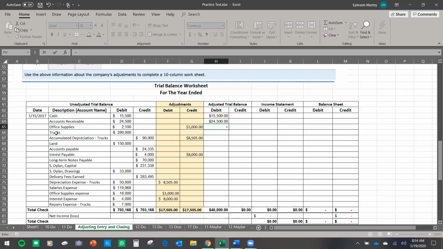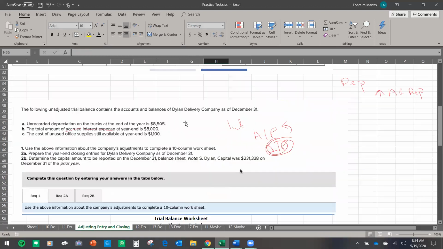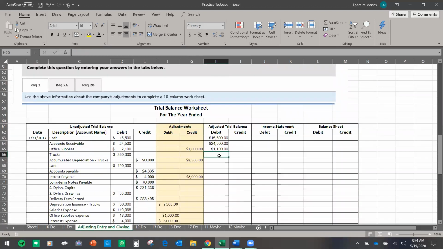Office expense, we began with 2,100. Did we make any adjustment? Yes. We reduce it by 1,000, okay? So that means it's going to be minus 1,000. We press enter. You see, that gives you 1,100 that was left. It says here 1,100 should be left. So we have our 1,100 office supplies.